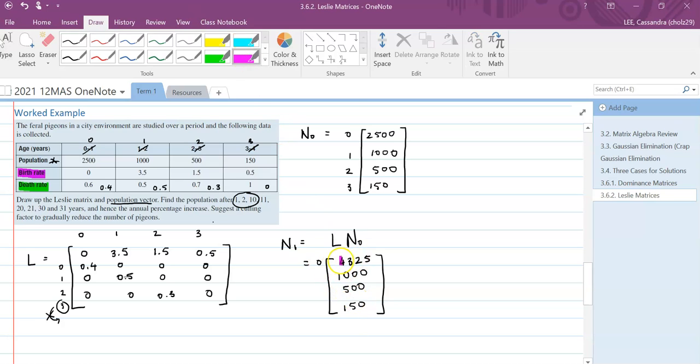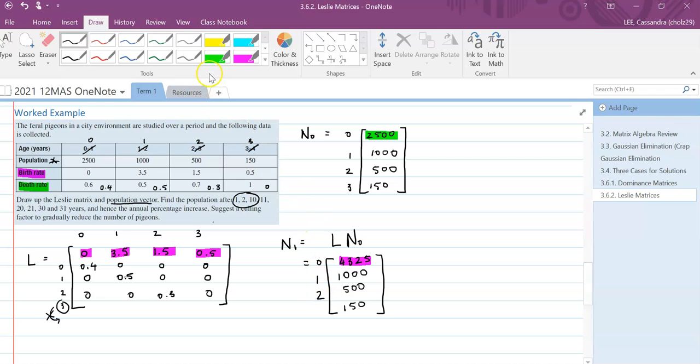So we have this value here. This value is our newborns, and this comes from the offspring that get produced at the beginning of each year. Next, we've got our 1-year age group. This is the proportion of the 0-year-olds that made it to the subsequent year. Looking at this value here, 0.4 or 40% of the 0-year-olds made it to the following year. So that's how we got our value of 1,000.